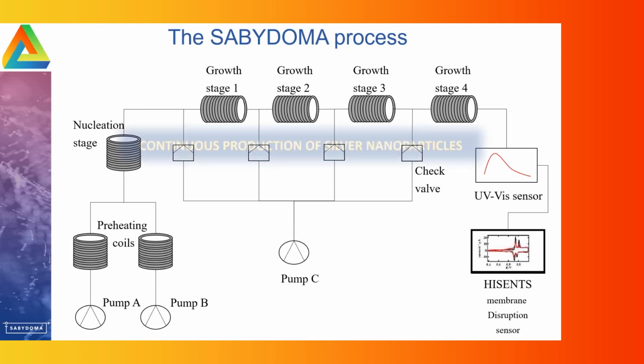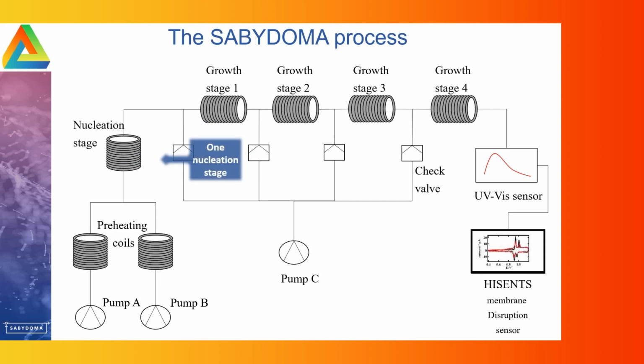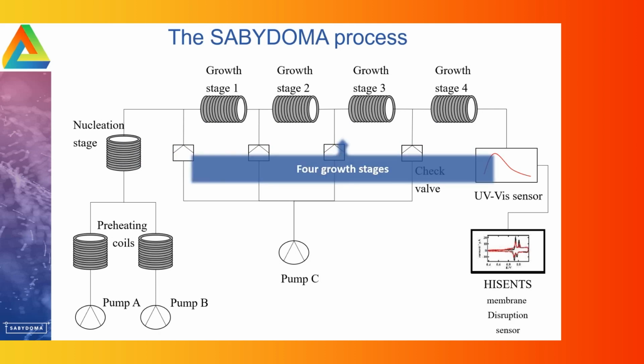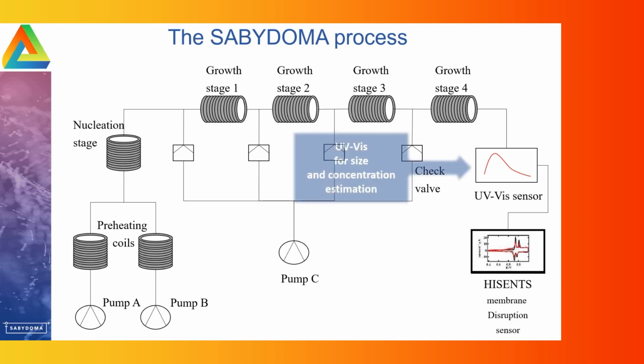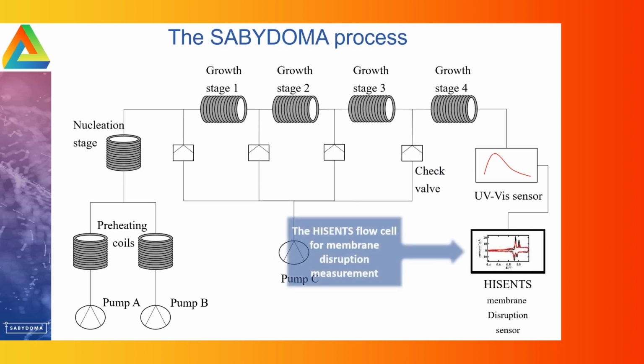So this is the SabiDoma process. It is actually a continuous process for the production of silver nanoparticles. It has one nucleation stage and four growth stages. The reactants are introduced in the process through pump A and pump B, and these are silver nitrate, sodium citrate, and tannic acid, reducing agents. Silver nitrate is also introduced to the system through pump C, which has to have four times the flow of pump A. At the end of the process, we can measure and estimate the size and the concentration of the nanoparticles by a UV-Vis sensor. And in line with this is also the Hisense flow cell, in which we can measure the possible disruption of the membrane, which is linked to the toxicity of the product.